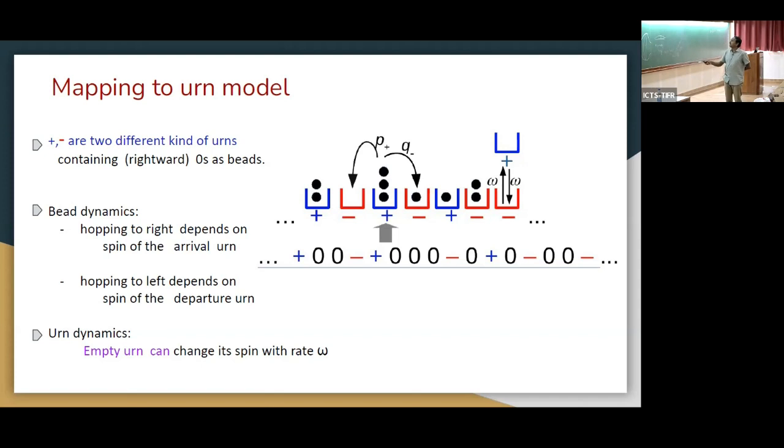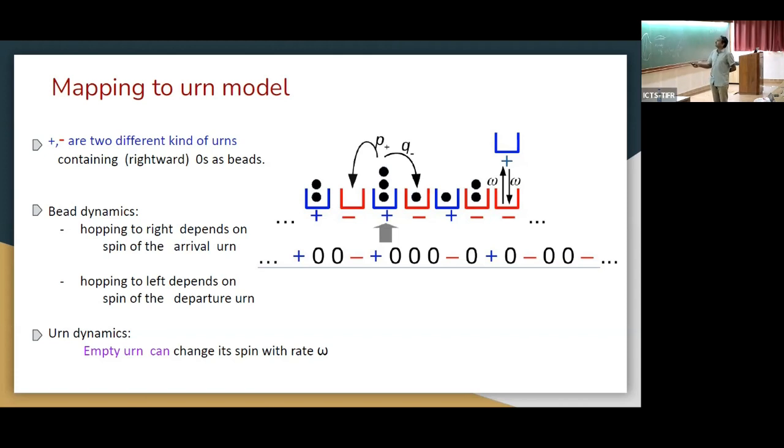So now the particle movement here, like with P plus and Q minus, that can be mapped like this particle going to right with Q minus. Q minus is the spin of the arrival box. So the particle goes to right, which depends on the spin of the arrival box, and goes to the left with spin, which depends on the spin of the departure box. Okay, I call them beads, and I call these particles and these beads, just to make a distinction while I'm talking. Okay, so these are beads and these are particles and these are arms. Okay, so the arm dynamics, which means that plus can become minus.